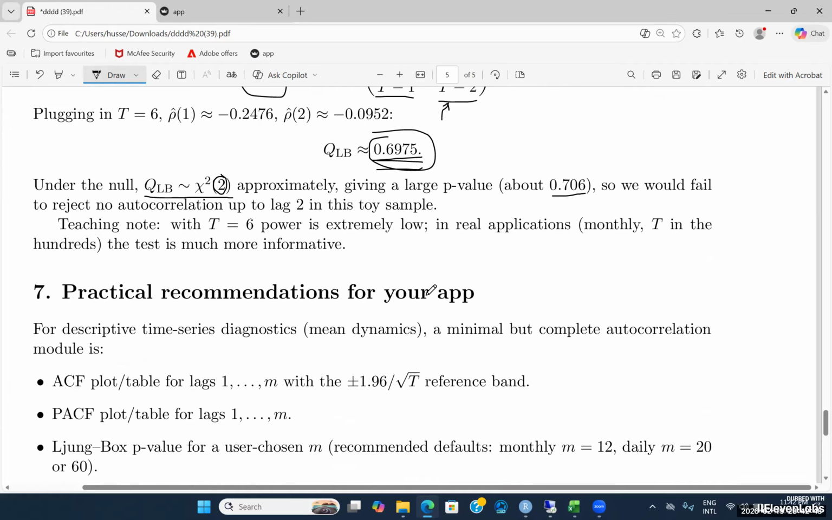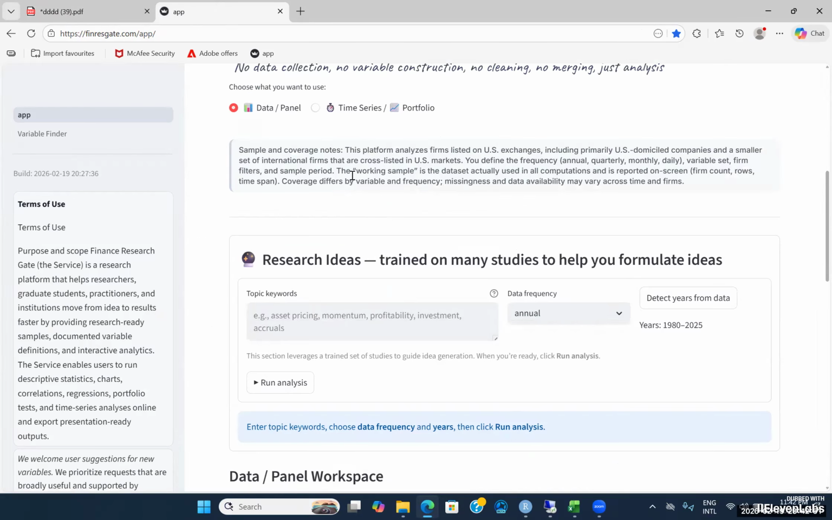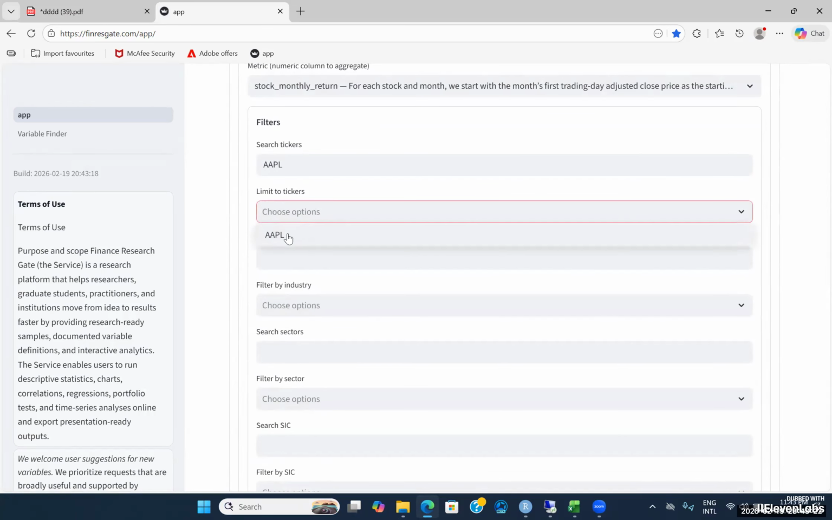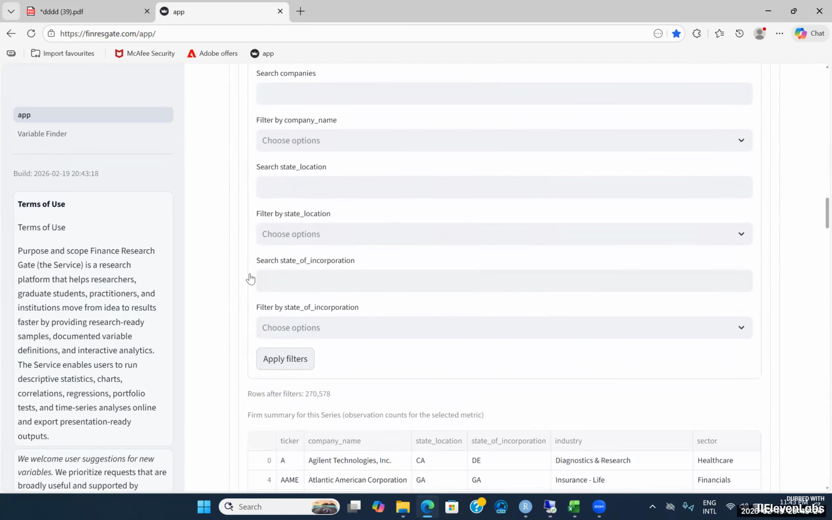Alright, so now let's proceed to apply the autocorrelation. We'll be utilizing the Finance ResearchGate website for this particular task. First, we need to carefully select the appropriate time series data that we want to analyze, and then, for the purpose of this demonstration, we'll set our start year to 2000, and the end year will be 2010. It is time for us to make a selection regarding the variable monthly return. For the purpose of this demonstration, let's just select a single ticker. We'll specifically search for the company Apple. And then we can now apply it.